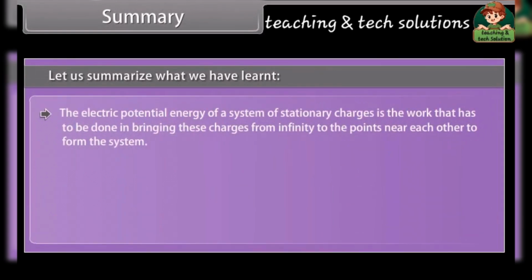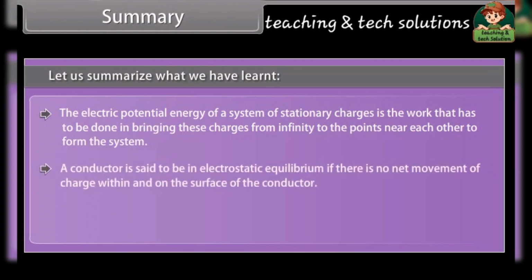The electric potential energy of a system of stationary charges is the work that has to be done in bringing these charges from infinity to the points near each other to form the system. A conductor is said to be in electrostatic equilibrium if there is no net movement of charge within and on the surface of the conductor.